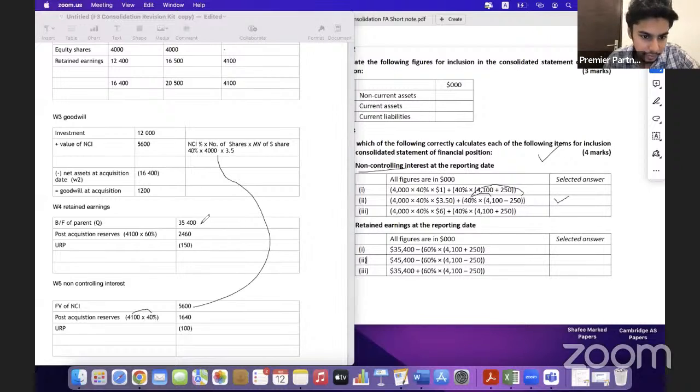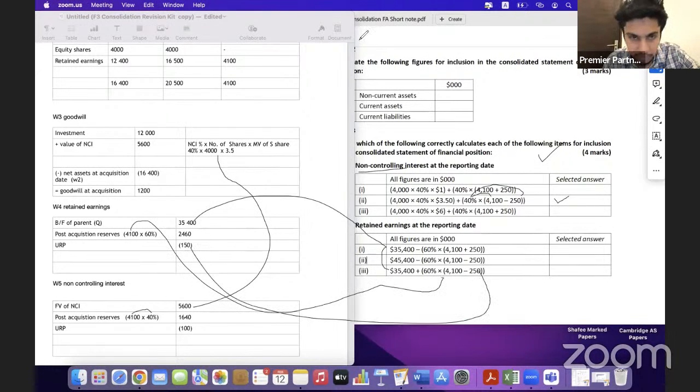This one, guys, here, see 35,400. So that's this. This has to be the correct answer, actually. And then add 2,460. That is this. And then, guys, 150 is this. I'm connecting 150 to 250 because 60% of 250 is 150. That's how we got the answer.